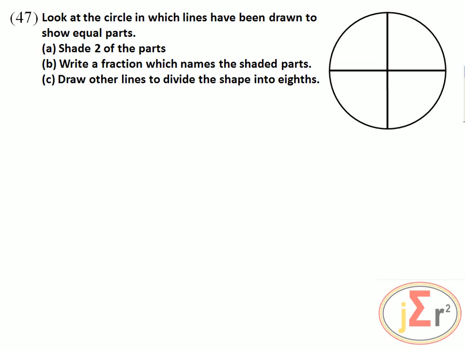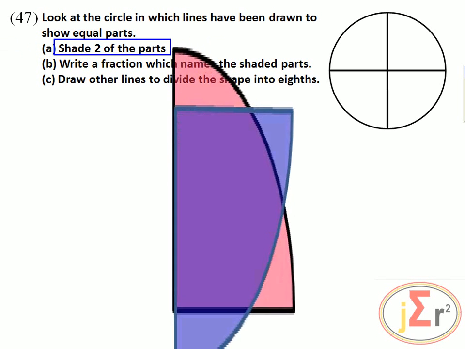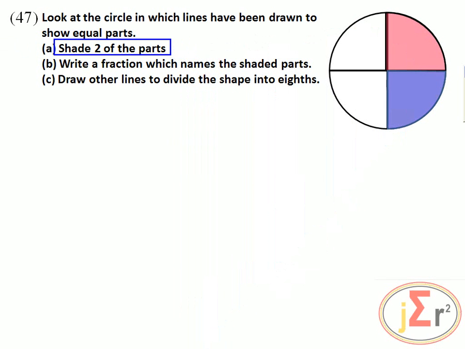Look at the circle in which lines have been drawn to show equal parts. So we are taking a look at the circle in which lines have been drawn to show equal parts. Shade 2 of the parts. So we are about to shade 2 of the parts. Shade them. Shade 2 of the parts. Right.